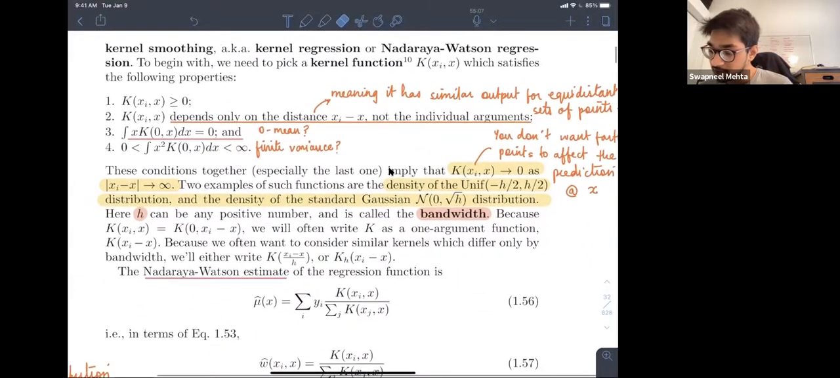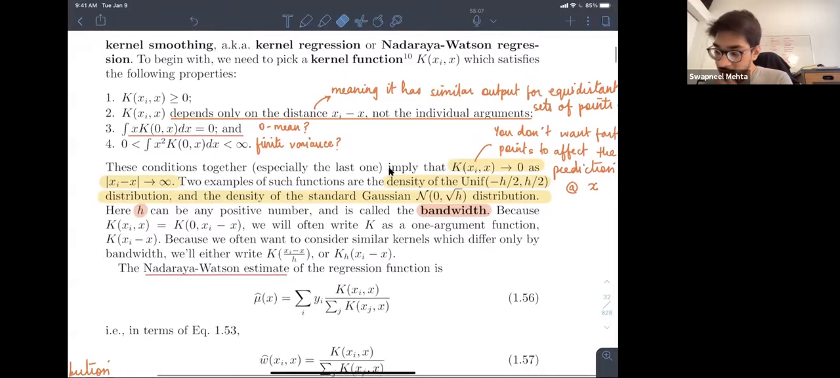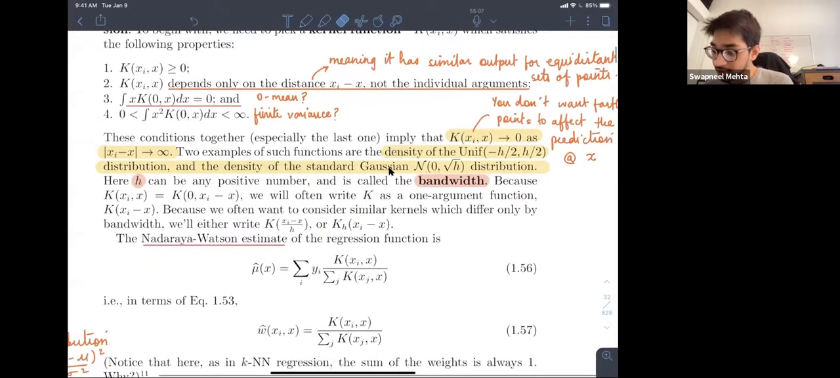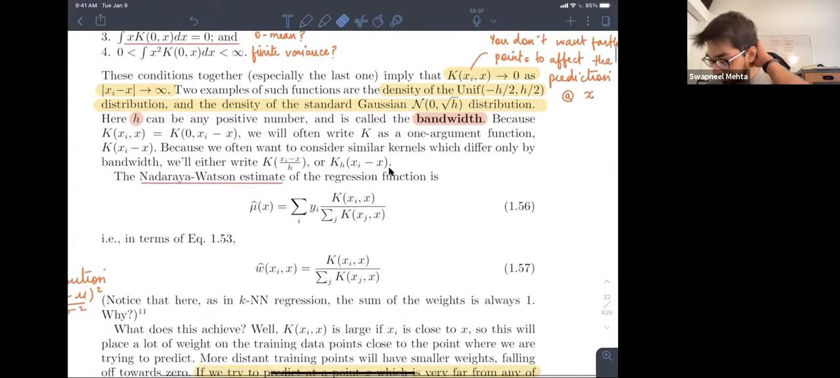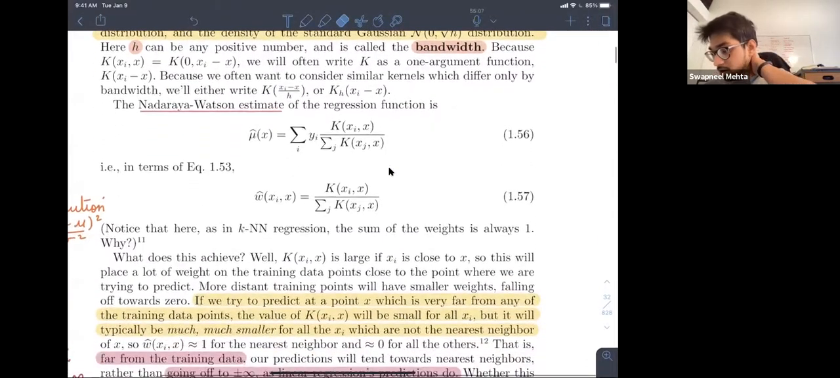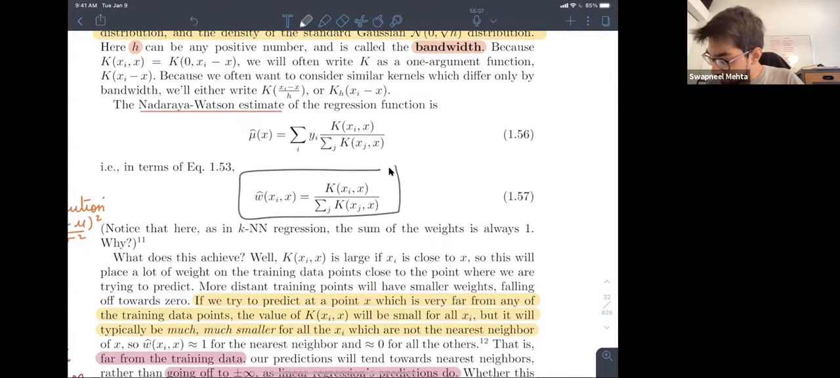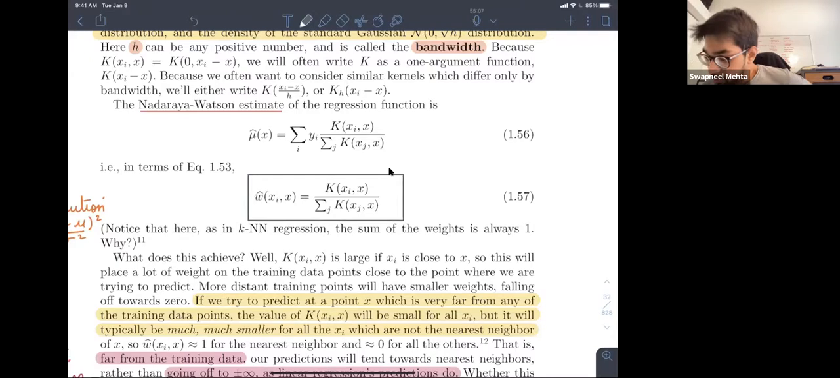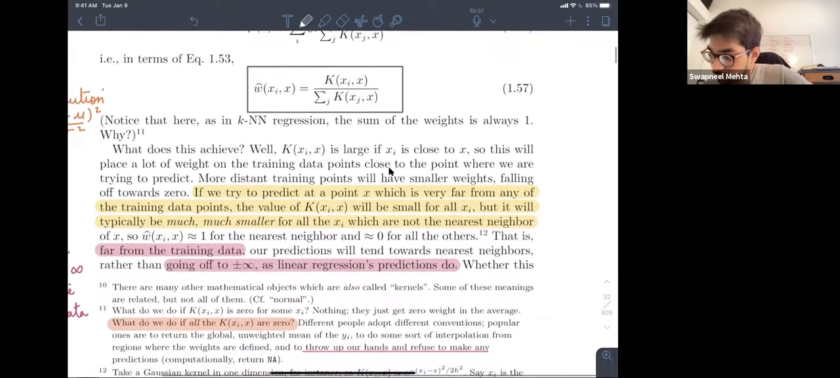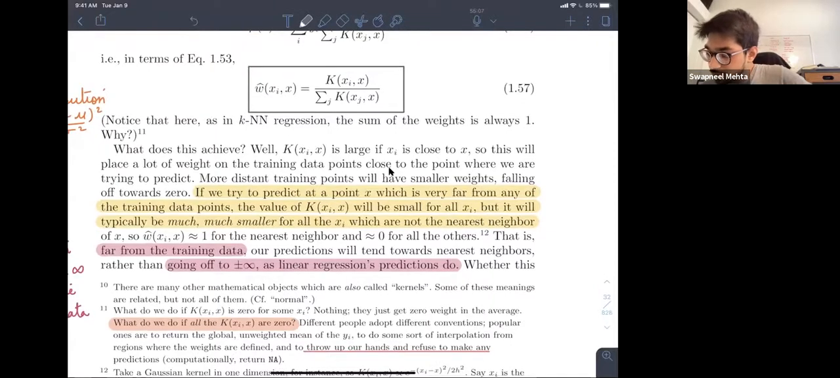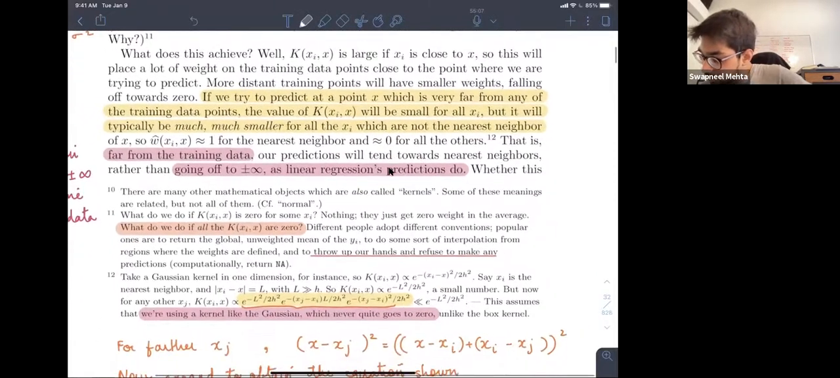There are certain properties that you have to pick for your kernel, with zero mean and finite variance. But again, you can go through the details at a later point. You have to remember that these weights have to sum to one, because otherwise it makes no sense, right? You have to normalize how much you're using to predict your point. I don't think I want to say anything more about that.